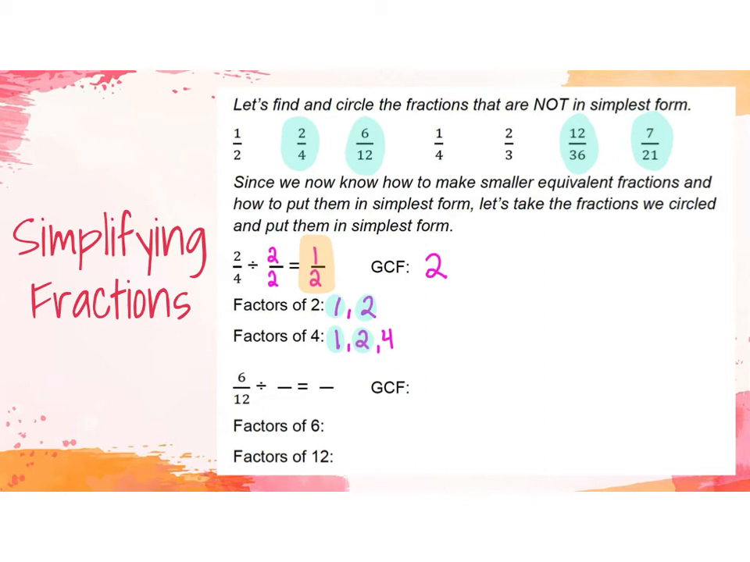Next, we'll look at the fraction 6/12. First, we'll list all of the factors of 6 and 12. 1 times 6 is 6, and 2 times 3 is 6. 1 times 12 is 12. 2 times 6 is 12. And 3 times 4 is 12.